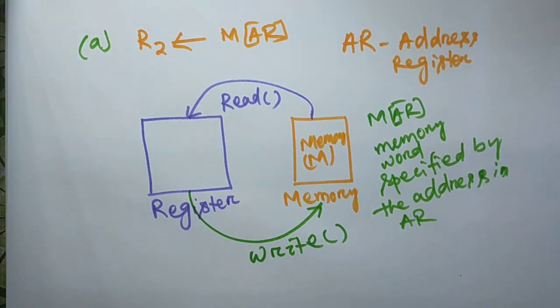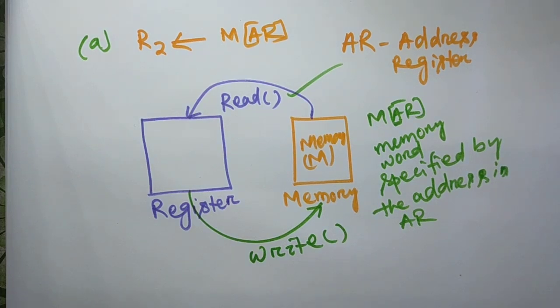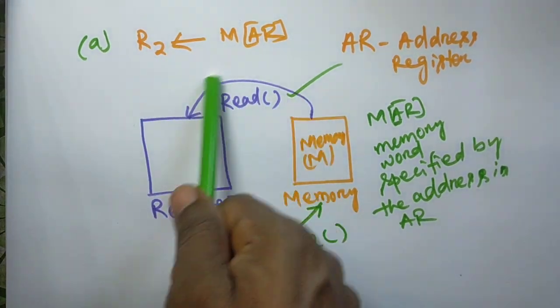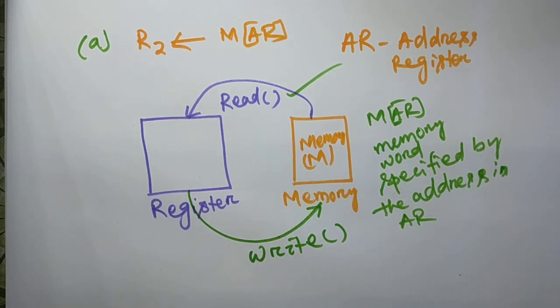That means which operation will you consider? Obviously the read operation, because the data transfer direction is memory to register. That means here, memory to register, means read operation. That means read the memory word specified by the address in AR into register R2. It means like this. This is the basic concept whenever we consider this kind of statement.